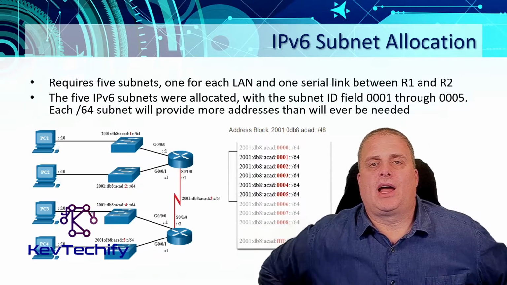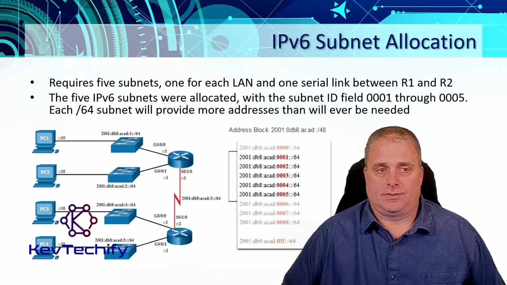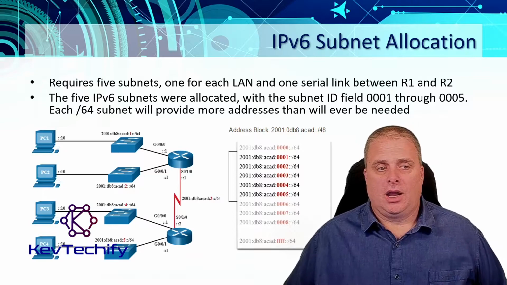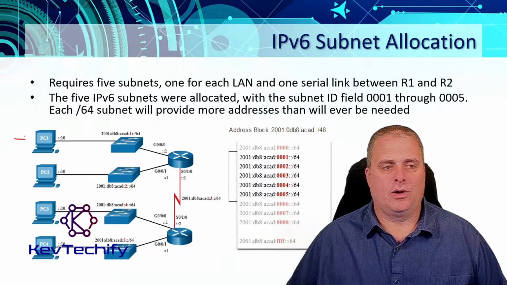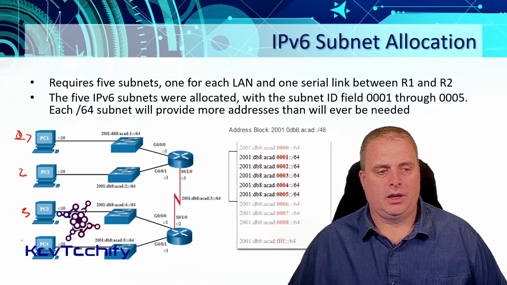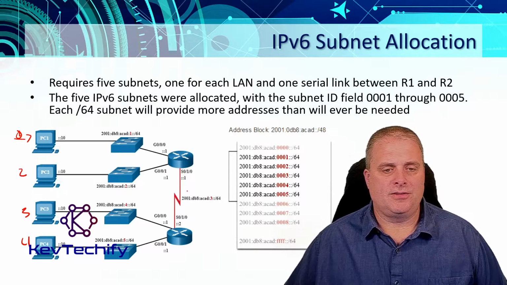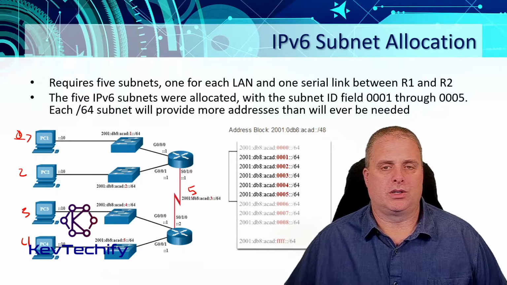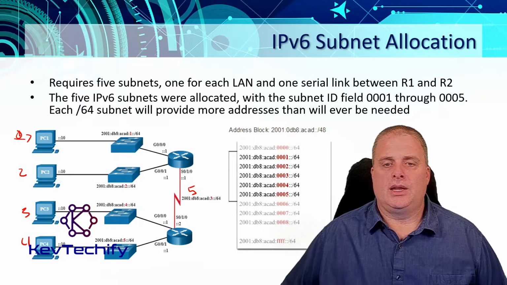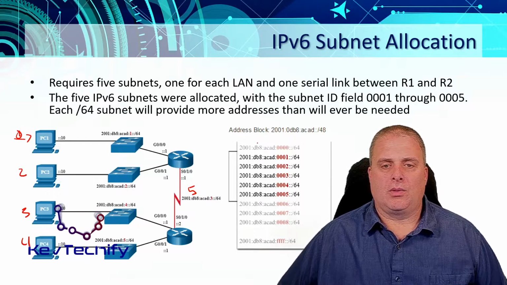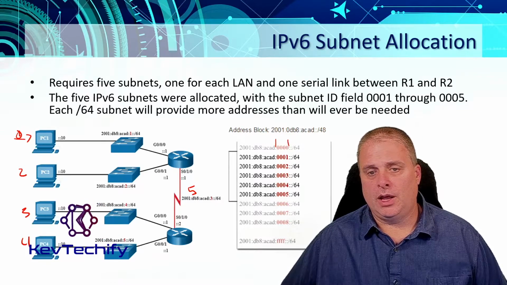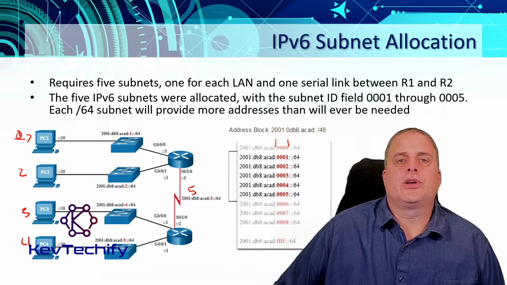Here's a little example of IP version 6 subnet allocation. We need 5 subnets here. We have 4 networks, 1, 2, 3, and 4, and then our 5th network is the connection between these 2 routers. So we need 5 subnets. What we do is take our network address, take these 16 bits right here, and increment them to use for our networks.